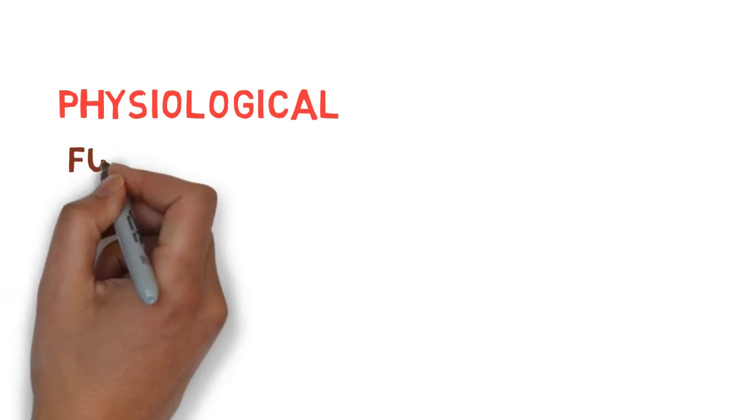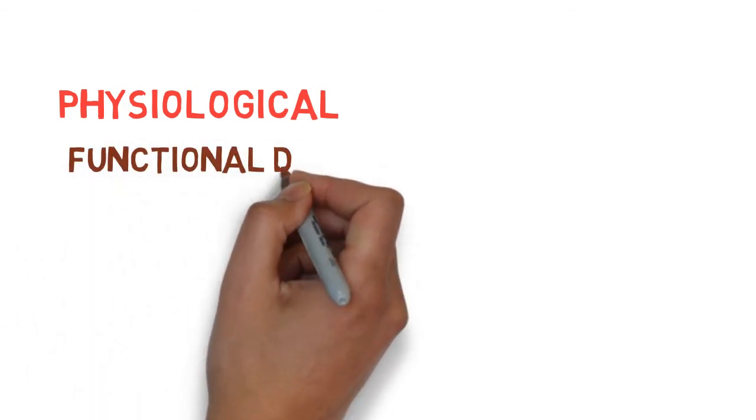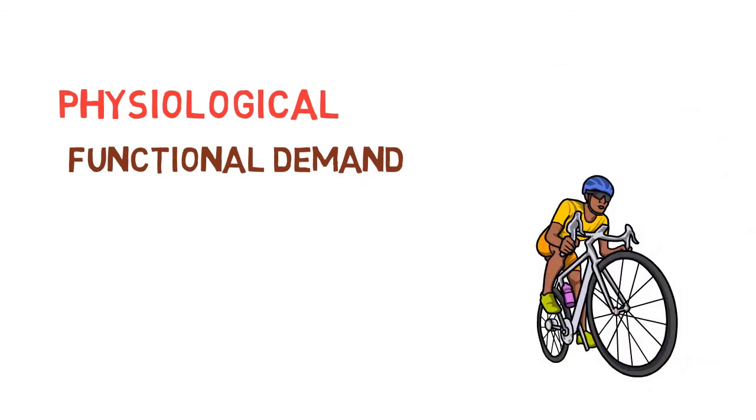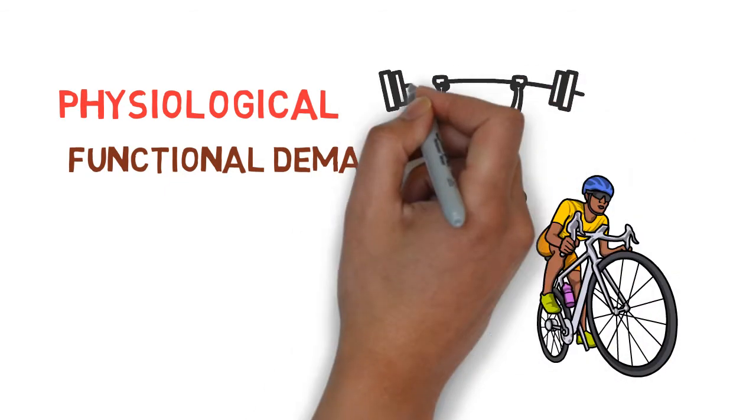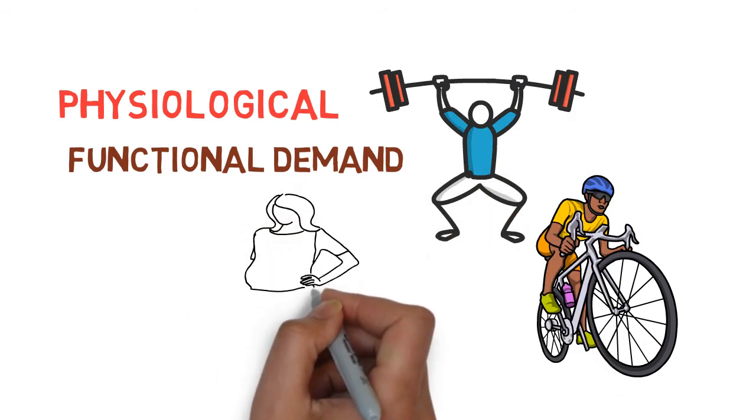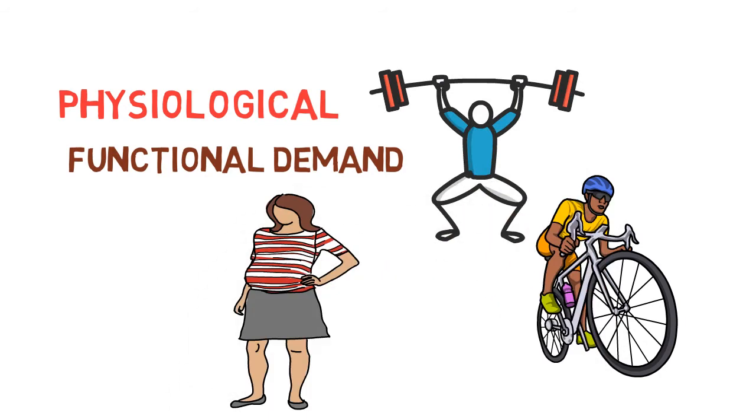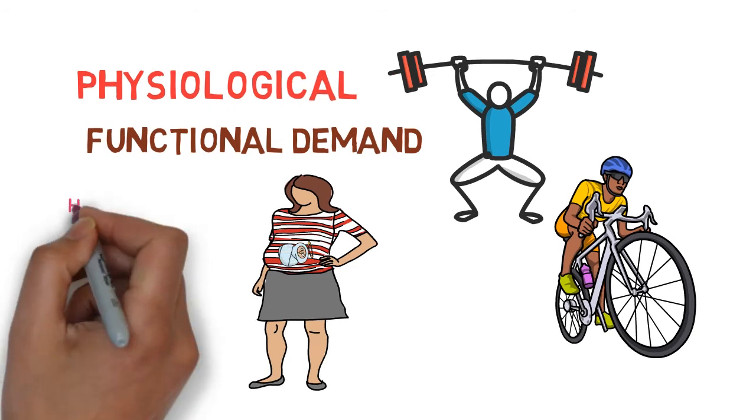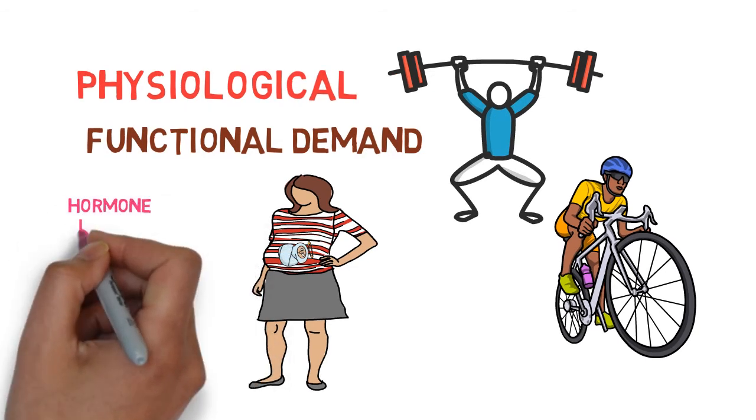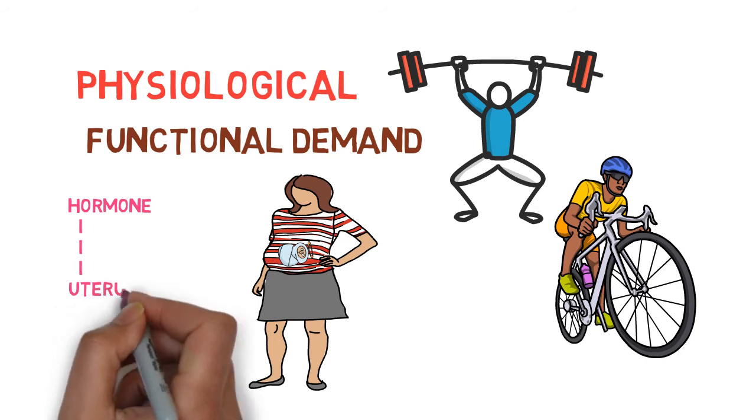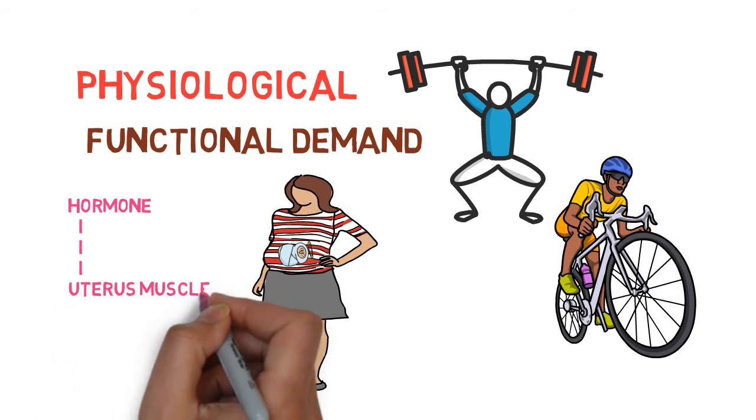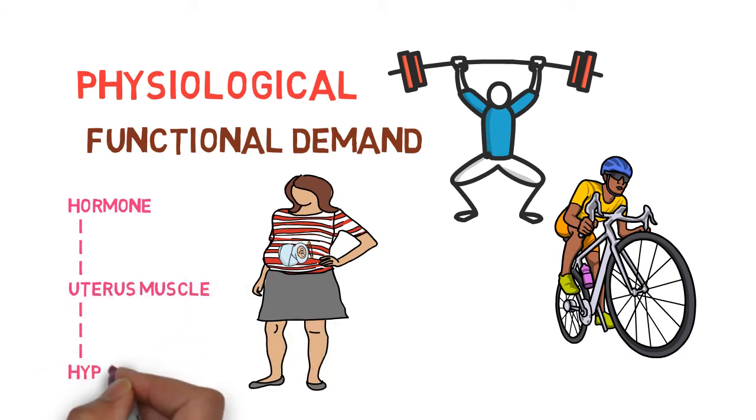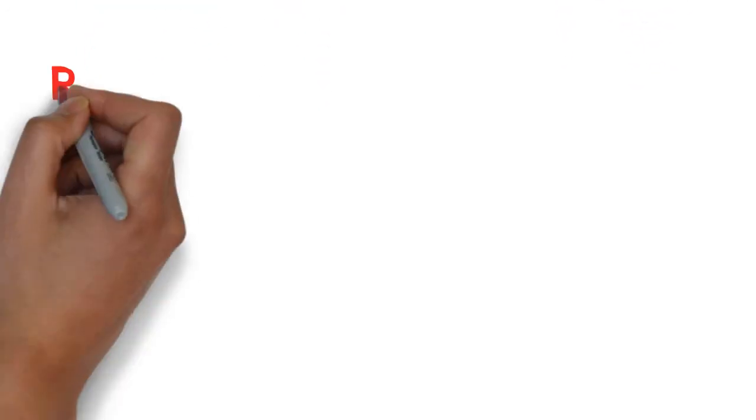Physiological hypertrophy is due to increased work demand, that is functional demand. Example, it might be skeletal muscle hypertrophy due to exercising in a gym, or due to hormonal or growth factor stimulation, like seen in uterus during pregnancy. Due to the estrogen acting on the receptors in uterine muscles, these muscles will undergo hypertrophy, and hence the uterus will itself undergo hypertrophy.